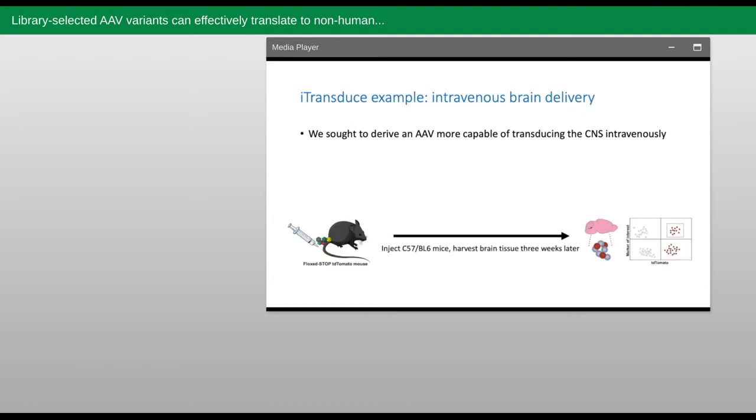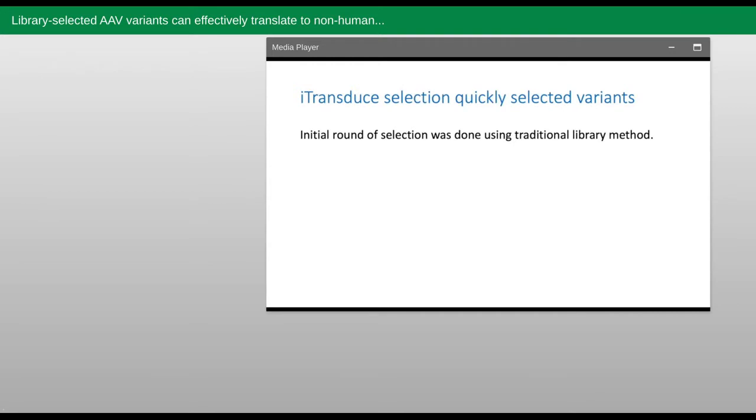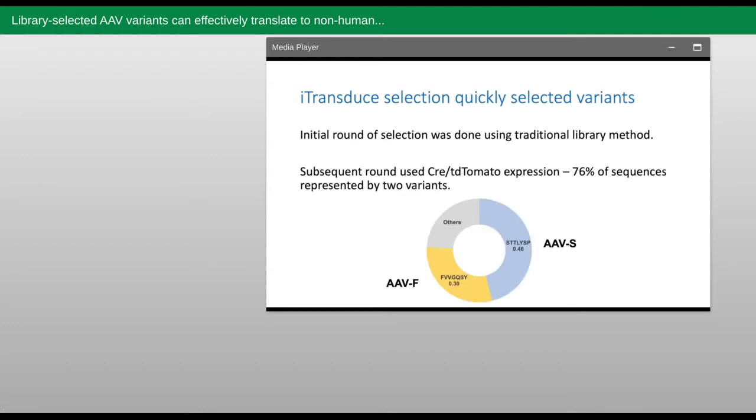And to do this, we injected our Floxed-STOP tdTomato mice with our library. We harvest the brain tissue 3 weeks later, and we perform flow cytometry on that. After a first round of traditional library selection, just to weed out dead capsids, we performed one round of Cre-based selection. Coming out of that, more than 3/4 of sequences consisted of just 2 variants, which we called AAVF and AAVS. So to test these, we produced vector of each carrying a CBA-GFP construct and tested this intravenously in C57 mice.